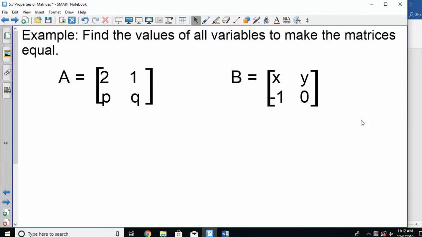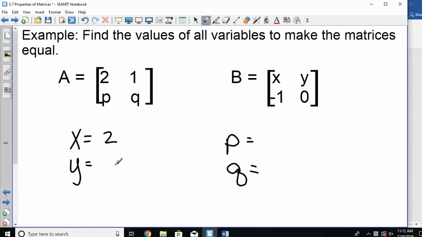So with me never having done an example like this, if I asked you what all of your variables would have to equal to make these two matrices equal, what would you guess? What would you think x would have to be? 2. What do you think y would have to be? What do you think p would need to be? And q would have to be 0. And that's it. If matrices are equal, all their corresponding entries have to be the same.